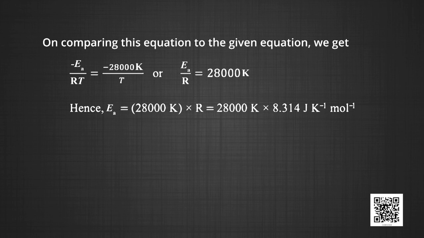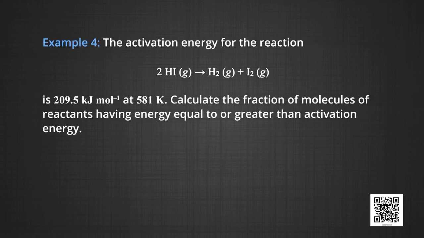Hence, Ea is equal to 28000 K into R. It is equal to 28000 K into 8.314 joules per Kelvin per mole. After calculating, the value is 232792 joules per mole. In kilojoules, the answer will be 232.79 kilojoules per mole. Now, I am going to discuss one more example.